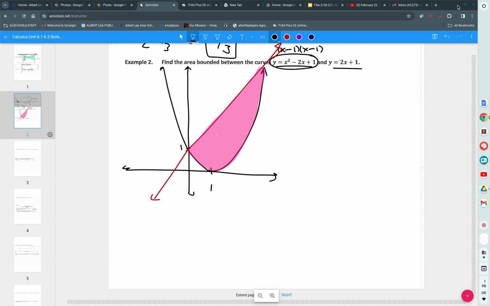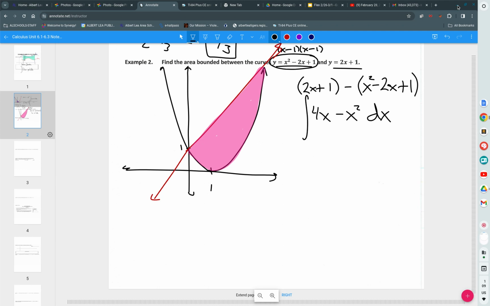Which one's on top? 2x plus 1, that quantity minus, and then I have x squared minus 2x plus 1. And if you reduce those, notice how you end up with a positive 4x. What else do you have? A negative x squared. What happens to the ones? They cancel. So that becomes our height. Dx is our width of each small little rectangle.